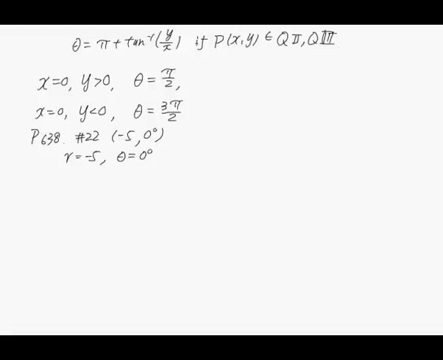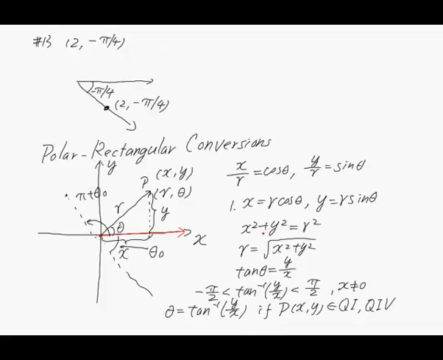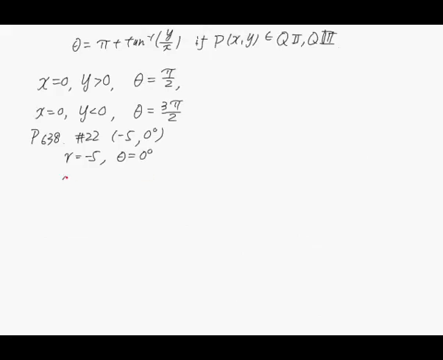So we know we have the formula here. So x is equal to r times cosine theta, and y is equal to r times sine theta, right? So now we have x equal to r times cosine theta, and this is equal to -5 times cosine of 0 degrees, and this is equal to -5.